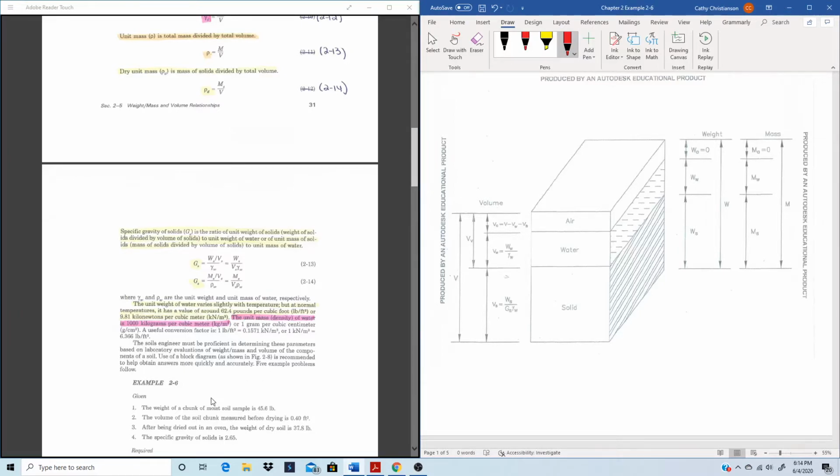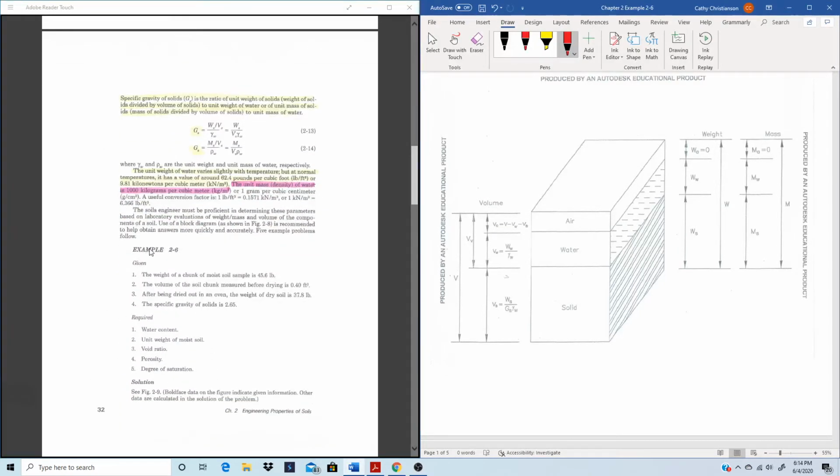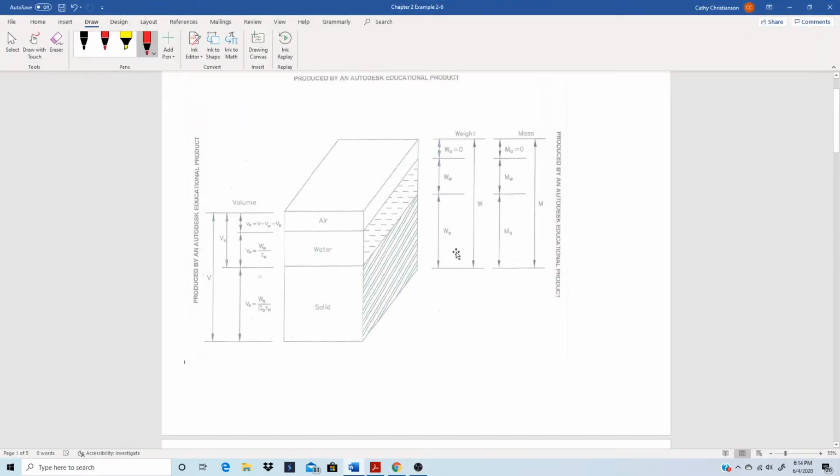Alright, so let's jump right into one. It says we're given that the chunk of moist soil weighed 45.6 pounds. So I'm going to write that in on my block diagram. I'm going to minimize this one to make it bigger so I can write on it. Since we're working with just weight, I'm going to line through this. So it's given us a weight of 45.6. I'm going to leave the pounds off just so I can write in here.